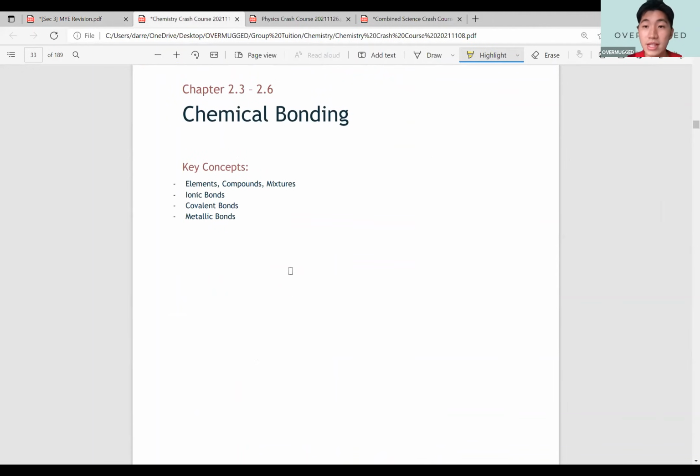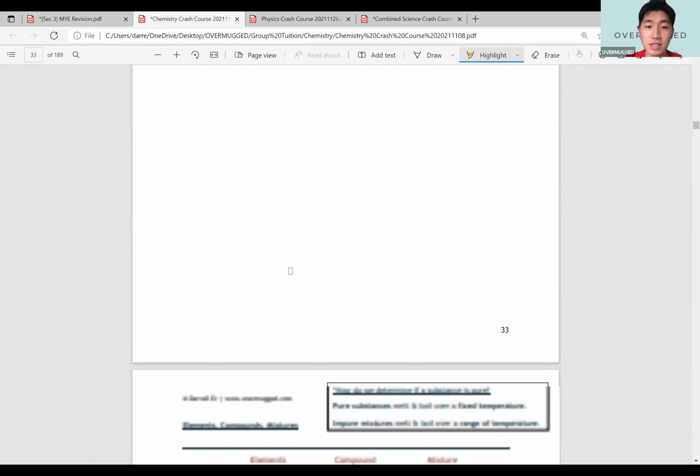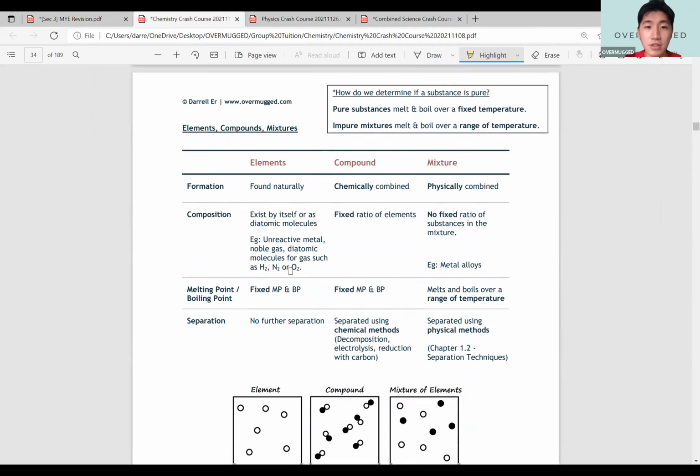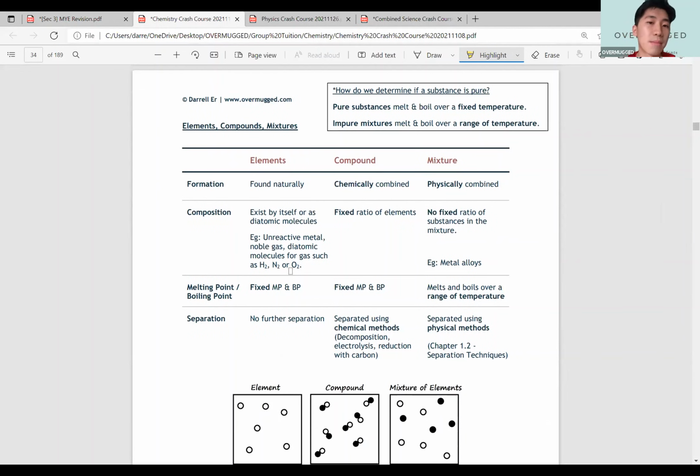Okay, I think this is the big one. I think many of you here will need help. So let's talk about this chapter. First we want to take a look at elements, compounds, and mixtures. What's the difference between them?